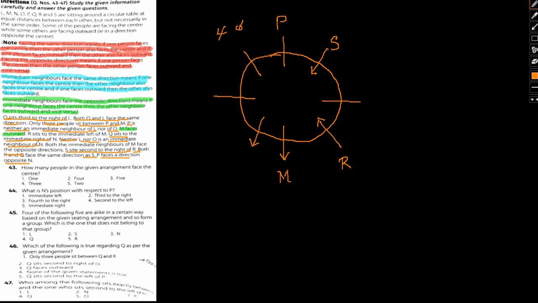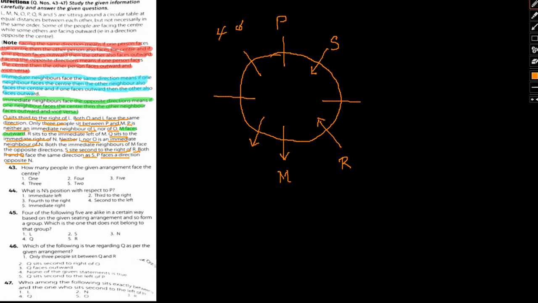What else? What are these other values? We say 3 people, O and L same direction. P is the immediate neighbor, neither L nor O. Okay, L and O will not be there. M faces left of M. Okay, that point is done. Q sits to the immediate right of N. Okay, we don't know yet. Neither L nor O is the immediate neighbor of N.